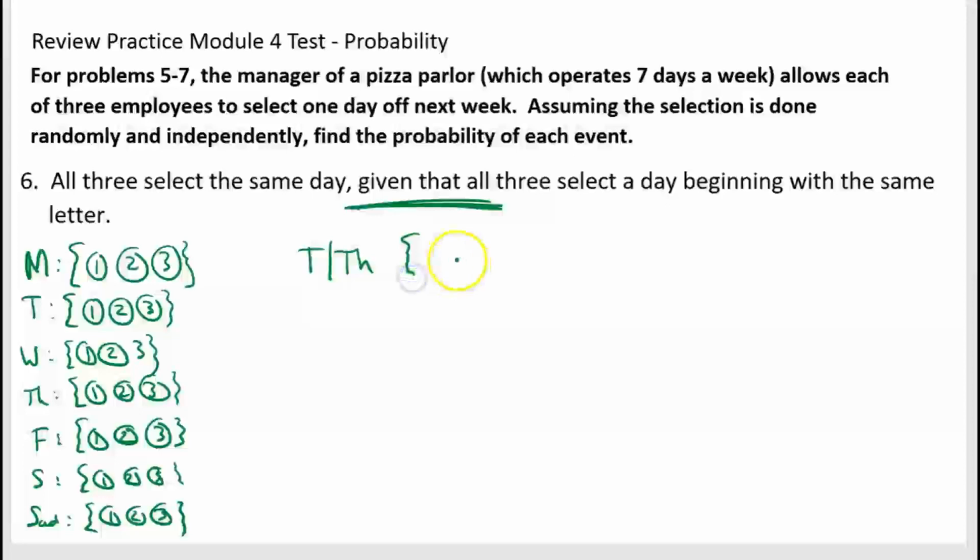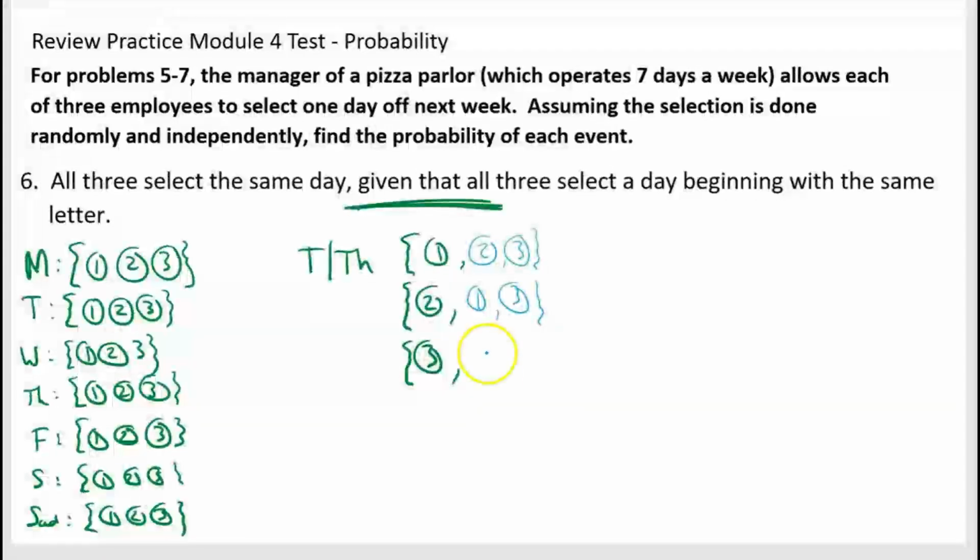So what could happen is number 1 could pick Tuesday, right? And then 2 and 3, I want to make that smaller. I'm using the blue to denote Thursday to keep this organized. Okay, so 2 and 3 pick Thursday. Or 2 picks Tuesday, and 1 and 3 pick Thursday. Or 3 picks Tuesday, and 2 and 1, I did that out of order, pick Thursday.